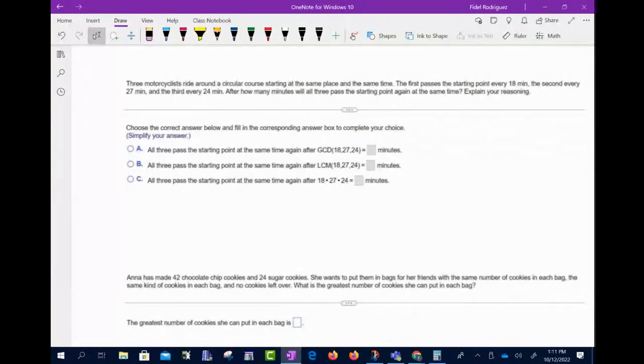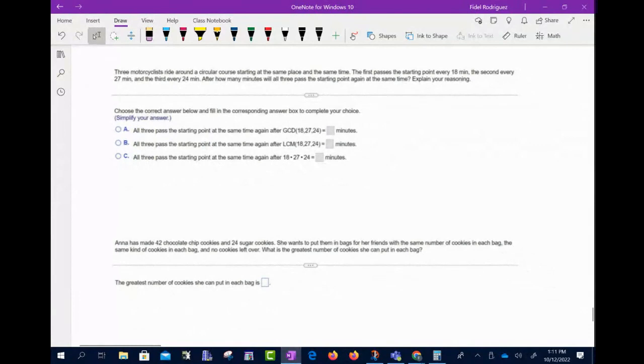All right, so same kind of problem here, y'all. It says 3 motorcyclists ride around a circular course starting at the same place at the same time. The first passes every 18 minutes, the second one every 27, and the third every 24. How many minutes until all 3 pass at the same time? Okay, we're going to do the same thing we did right now, y'all. We're going to find the least common multiple.